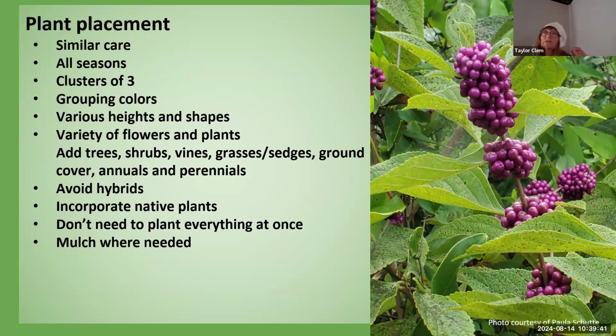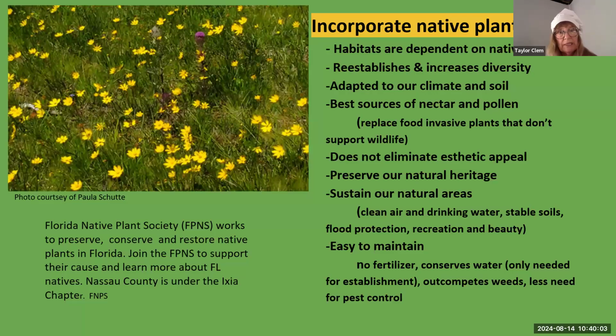Trees, shrubs, vines. Do plant all of these. Trees, shrubs, vines, grasses, sedges, ground cover, annuals, and perennials. Avoid hybrids because they don't have really good nectar. Always incorporate native plants. It doesn't have to be all free flowing and messy. You don't have to plant everything at once. And of course, mulch where you need it.